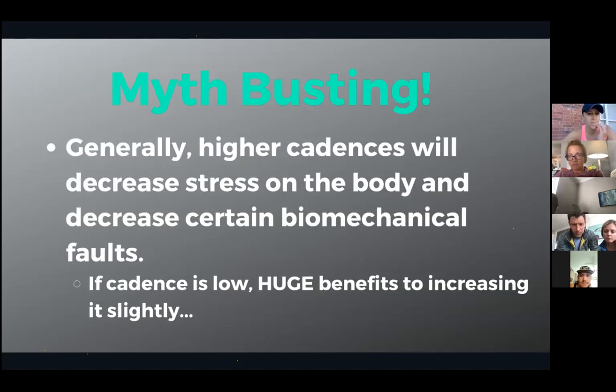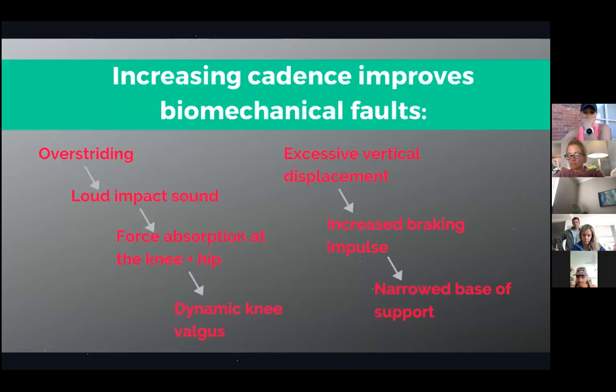So in general, higher cadences will decrease stress on the body and will decrease certain biomechanical faults that we see. If your cadence is fairly low, there really can be huge benefits to increasing your cadence even just slightly. Now we'll look at those biomechanical faults that cadence improves. It's this low-hanging fruit: if you really just change this one thing, it can have a big impact on the rest of these areas.